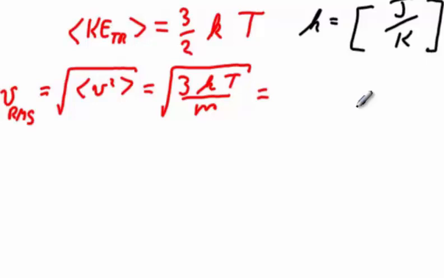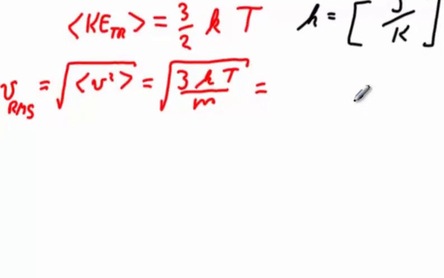The formula we have for the root mean square velocity is exactly correct. However, it contains two tiny numbers. It contains the Boltzmann constant k, which is tiny. It also contains the mass of a single molecule, which is tiny.